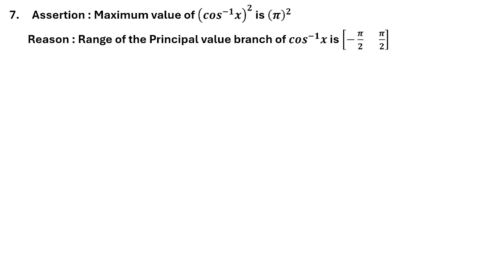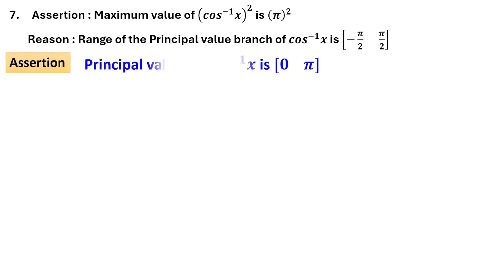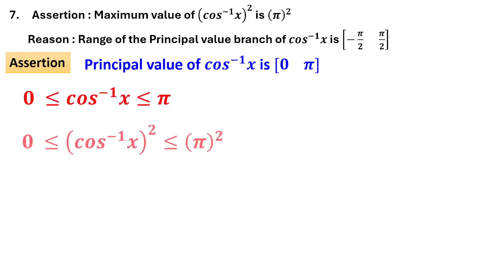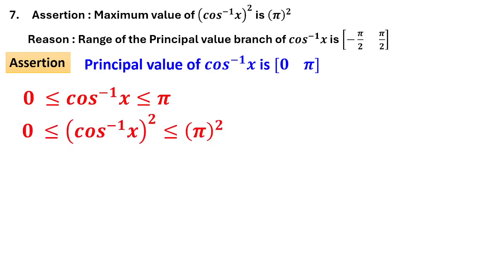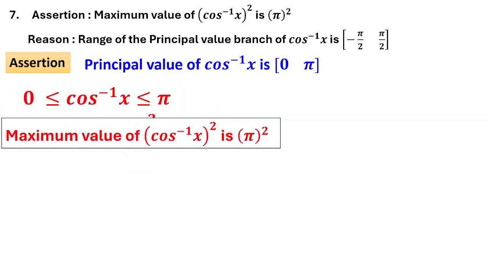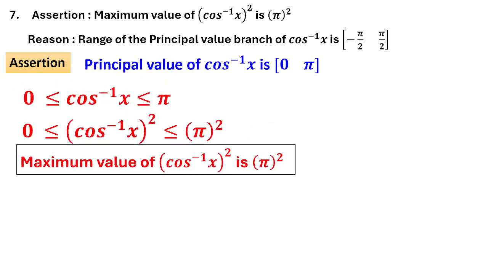Therefore, directly you can go to the option that assertion is true and reason is false. But anyway, hold on. Suppose in the examination they ask for 2 marks: find the maximum value of cos inverse x whole square. Then you have to work it out. Let us go for the assertion. The principal value of cos inverse x is 0 to pi. All of you know that. Therefore, cos inverse x lies between 0 and pi, so cos inverse x whole square lies between 0 and pi square. Therefore, the maximum value is pi square.